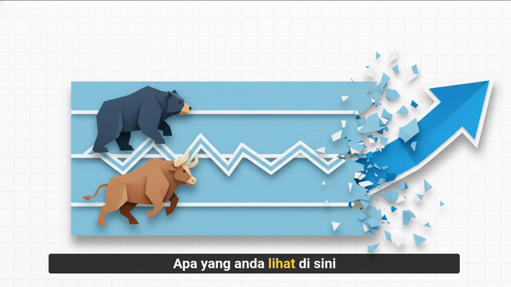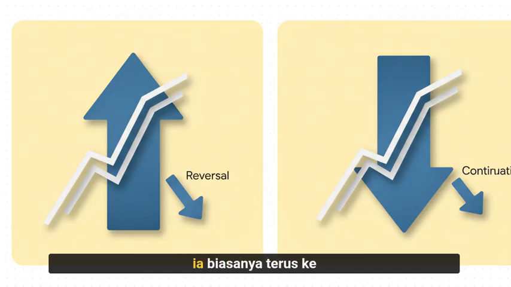What you're seeing here is a pure tug of war. Buyers and sellers are locked in a battle, but nobody's winning yet. They're just stuck in this box. It's total indecision. But eventually, someone's got to win, and when the price breaks out of that box, it usually just keeps going in the direction it came from.